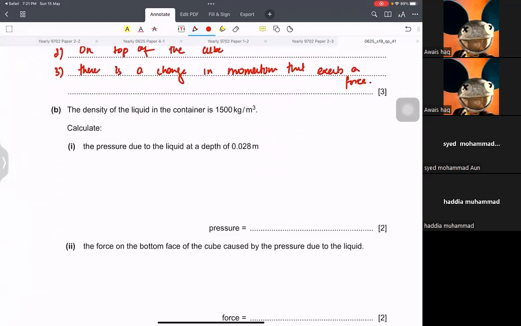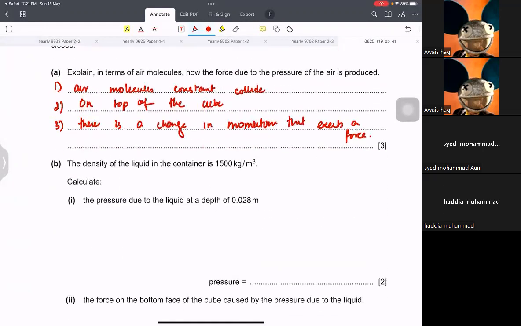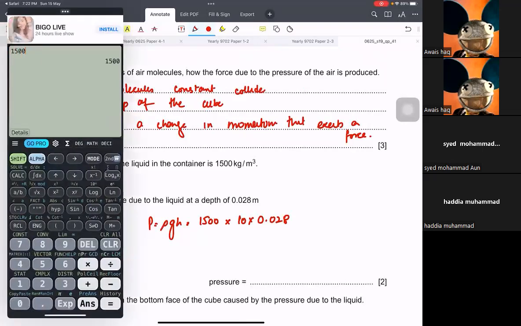Okay. Now the density of the liquid is this. The pressure due to liquid at a depth is this. So pressure is rho g h. Density is 1500, 10, and the height is 0.028. That's 4200 pascals.